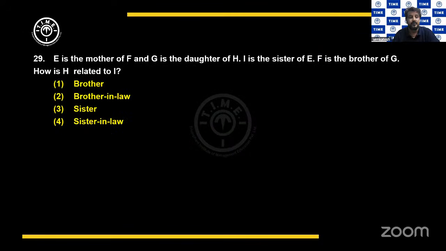Right. Now, we have given blood relations questions. E is the mother of F and G is the daughter of H. Let us draw the family tree. E is the mother of F. G is the daughter of H. Okay, we cannot link with this. We'll keep it aside. I is the sister of E.